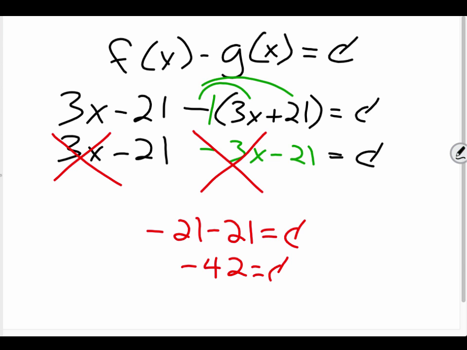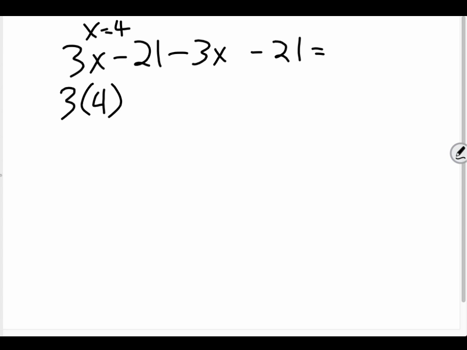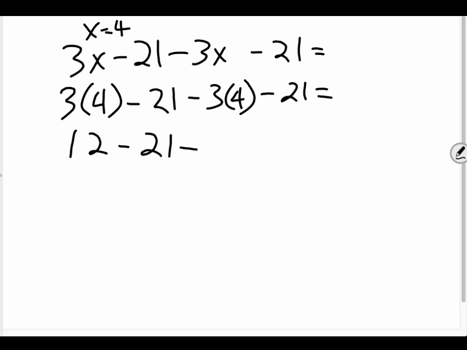And we could double check that. Let me do one more thing. If I say 3x minus 21, and just leave it the way it was, minus 3x minus 21, and then try to figure out what that was, somebody give me a relatively small value for x. 2, 3, 4. 4. All right. It doesn't really matter. So we're going to let x equal 4. 3 times 4 minus 21 minus 3 times 4 minus 21. So I've got 12 minus 21 minus 12 minus 21.